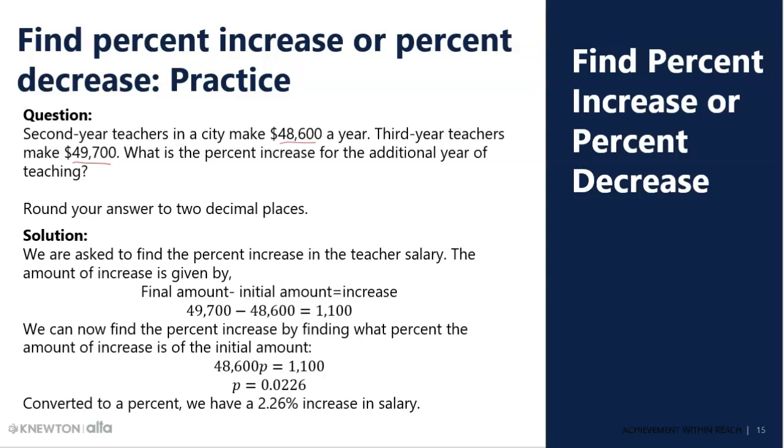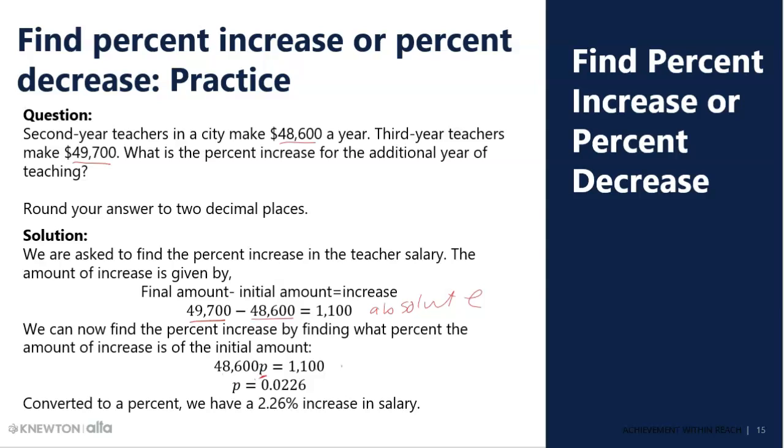So you're asked to find the percent increase. You take the new value, 49,700. Since it's an increase, you're going to do the higher value minus the lower. They're asking you for the percent increase in this case. And you get $1,100. That is the absolute change. Now they're asking you to find what percent. They turn it into an equation. I'm going to tell you that there's no reason to do that, but this is really what you're doing. You're doing 48,600 times some percent equals $1,100. What percent of 48,600 is 1,100 is what you're finding.